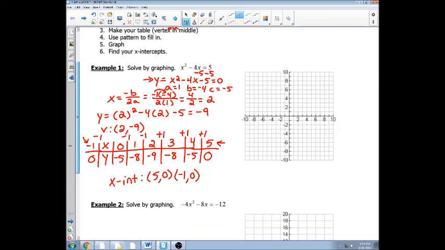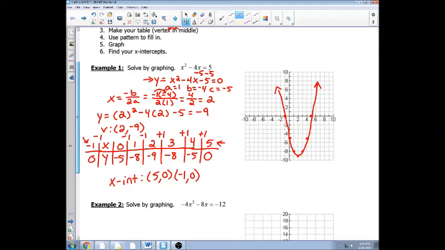So I would go to 2, negative 9. I'd go to 3, negative 8. 1, negative 8. 4, negative 5. 0, negative 5. And 5, 0, negative 1, 0. We want to connect all of our points.